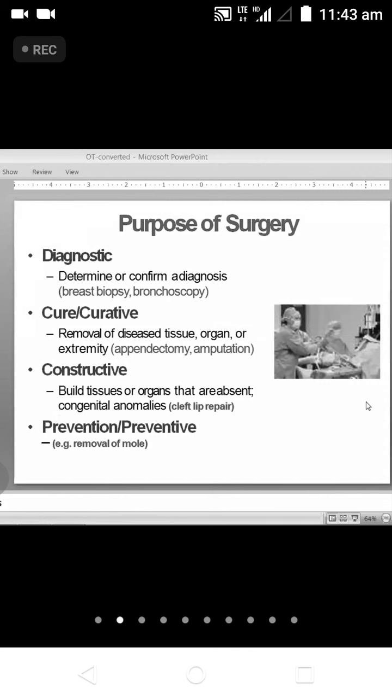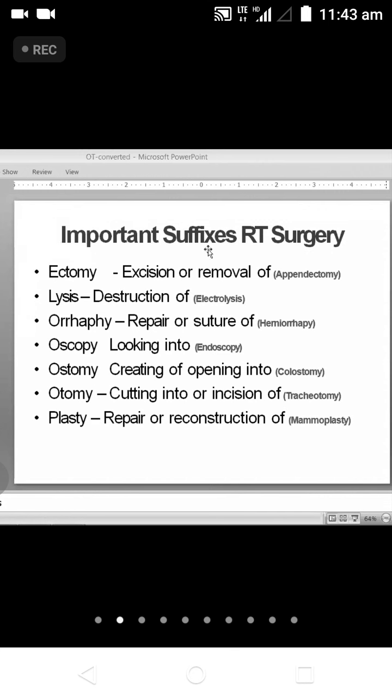Now the important suffixes related to surgery. A suffix is the end, the second half, of a word. The first one is ectomy. As you already know, ectomy means excision or removal of any part. An example is appendectomy, which means removal of the appendix. Then lysis. Lysis is destruction or breakdown. An example is electrolysis.